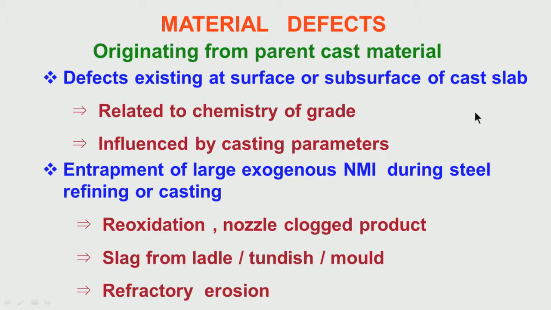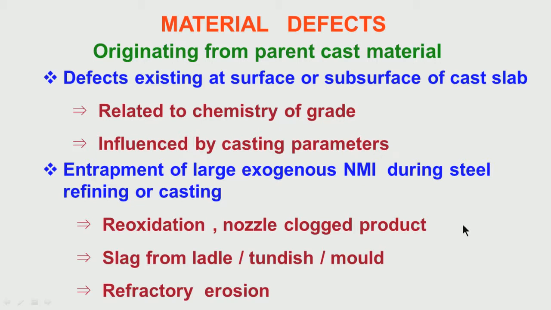So your central segregation, central crack, these are happening due to continuous casting. But if there are large exogenous NMI, that means if there is reoxidation during secondary refining, if there is entrapment of nozzle clogged product, that is a problem. Nozzle clogged product is basically what? Alumina mainly. Then slag, as I mentioned several times, then refractory erosion. So these are all sources of exogenous entrapments or NMI, which can create material defects.